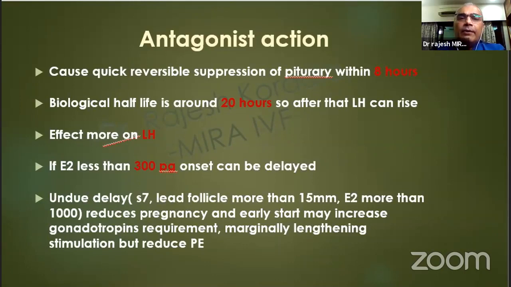And even in the dose finding original study, in 27% of the cycles, the criteria to start the antagonist were met only after stimulation day 7. So it is perfectly safe to delay starting the antagonist, either on stimulation day 6 or 7, or when the lead follicle reaches 14 millimeter, whichever comes earlier.